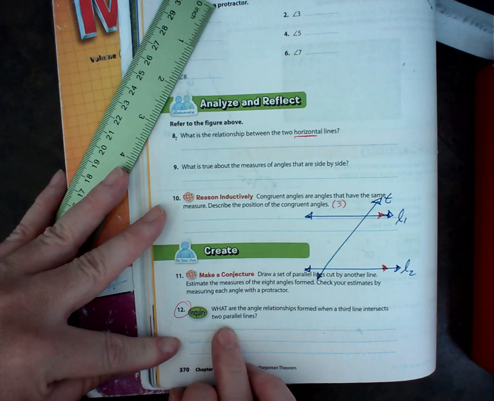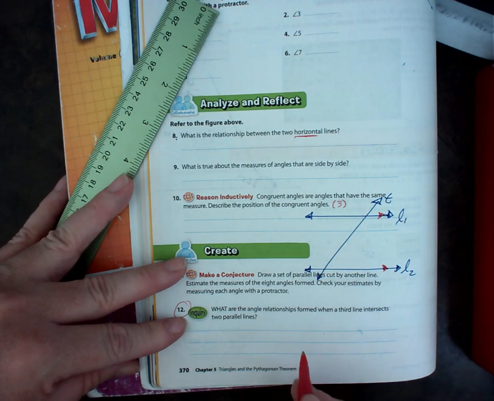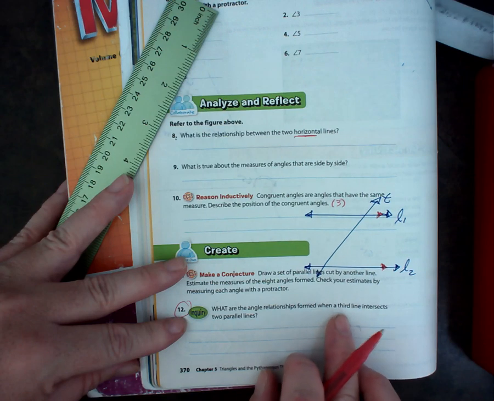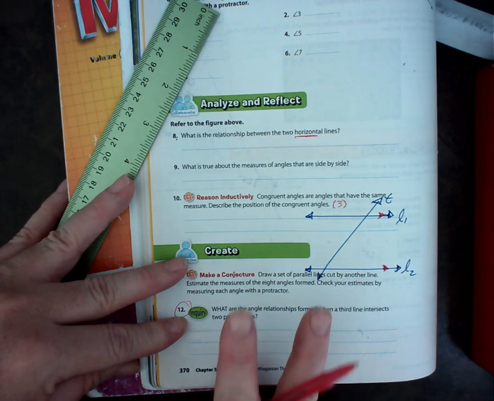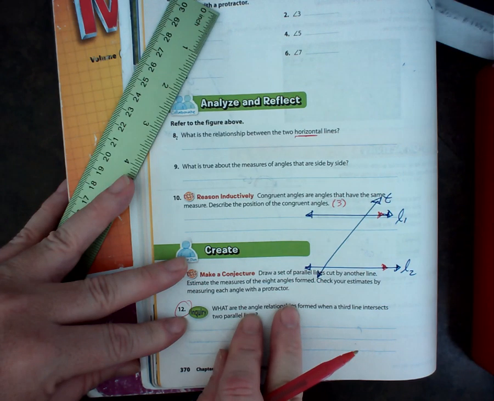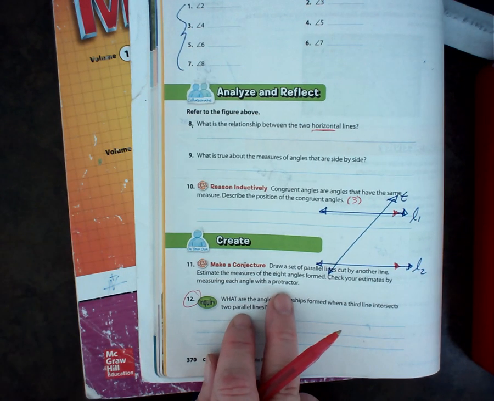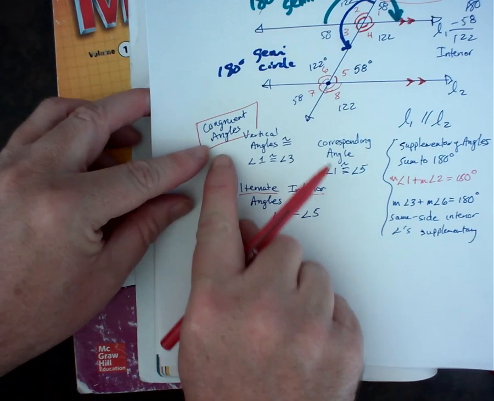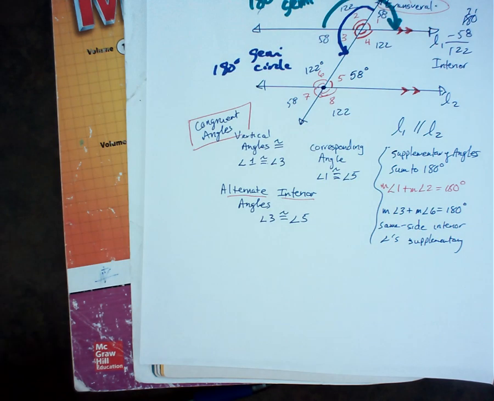Okay, so that's what we've discussed this whole time. The angle relationships formed when the third line intersects with 2 parallel lines. There's only 2 angle relationships, right? There is these type and these type. Okay, well, good luck.